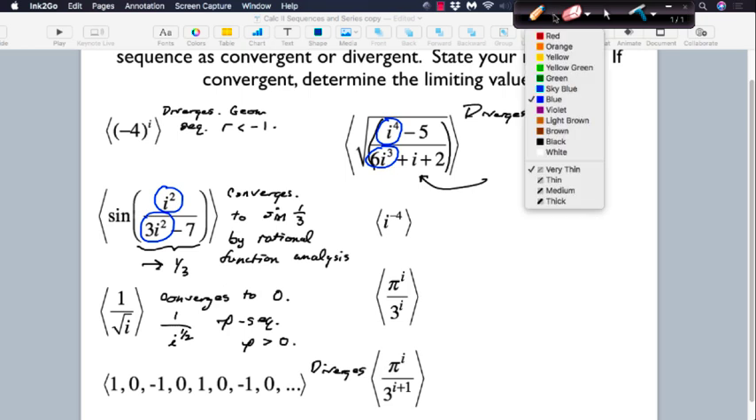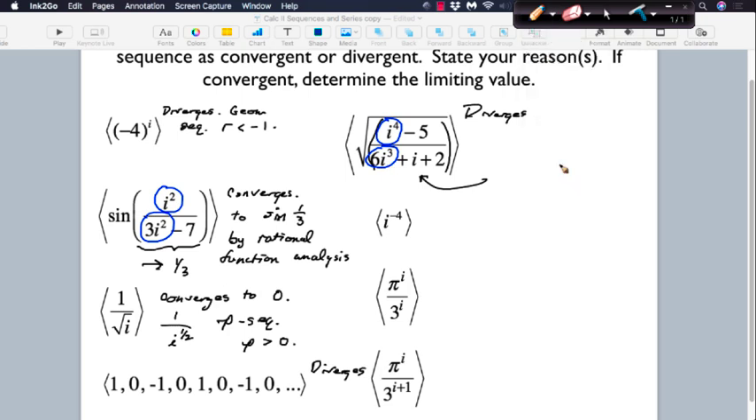All right, next one. I to the minus 4. Michaela, did you get this one? Okay, good. Converges to 0, because this is a p sequence, and p equals 4, which is greater than 0.